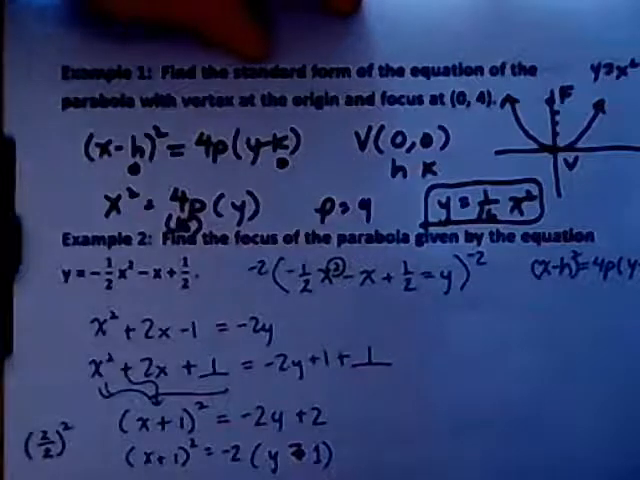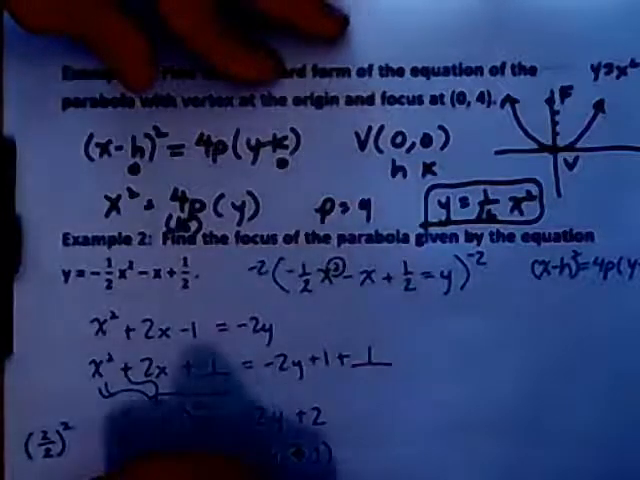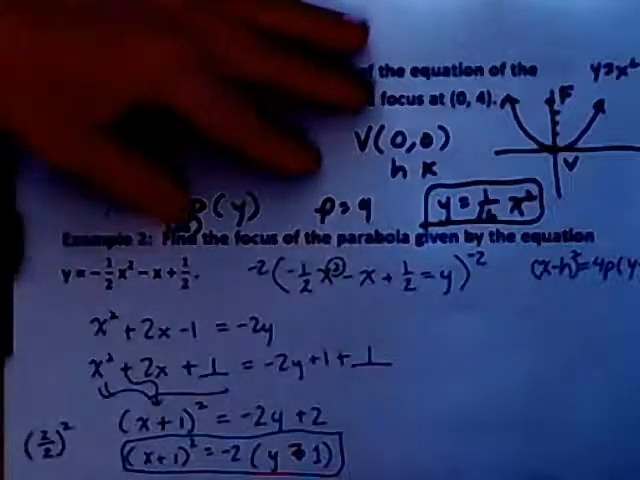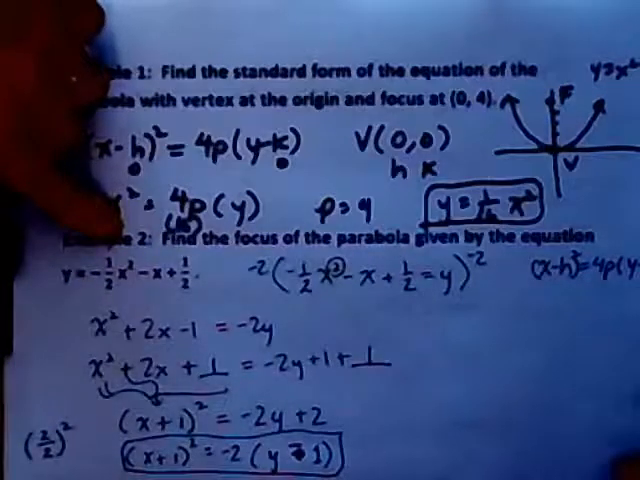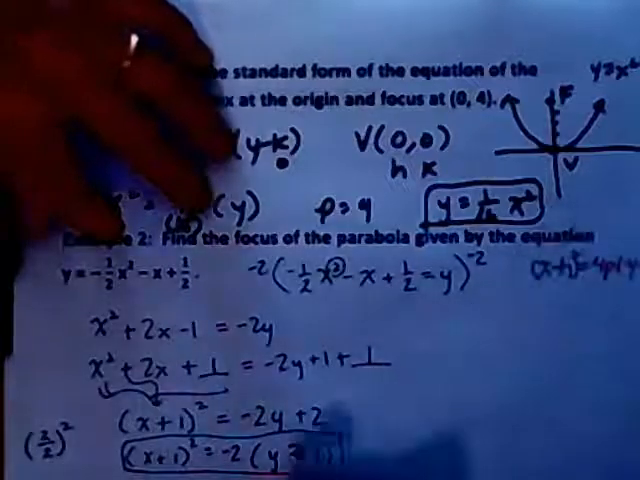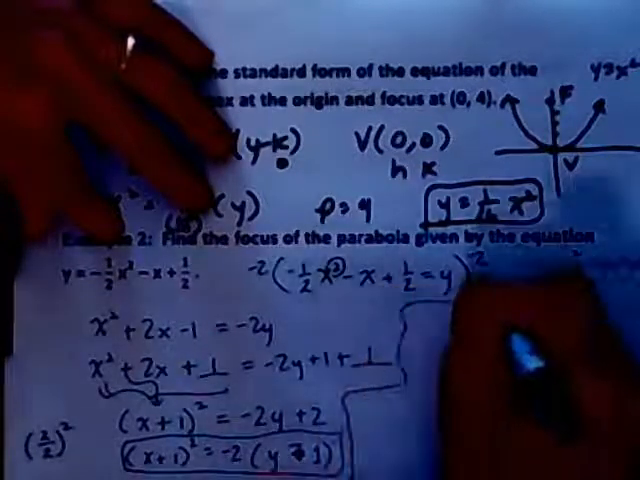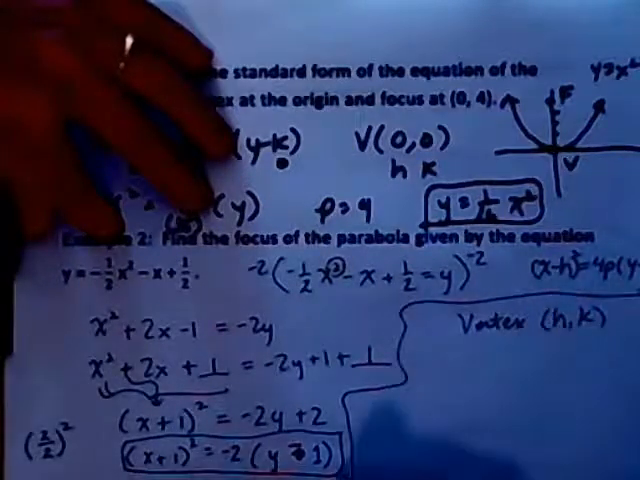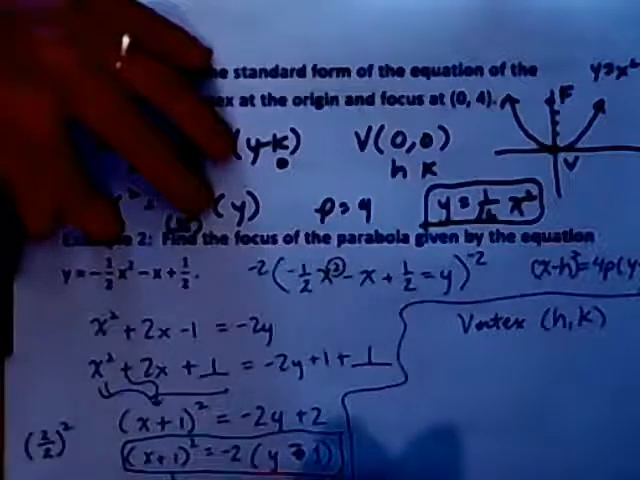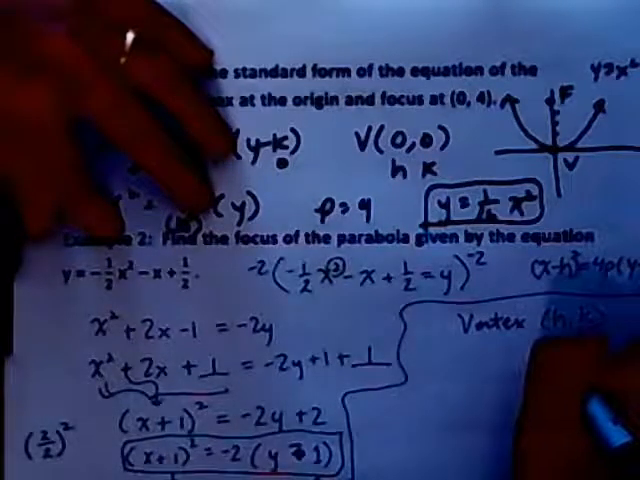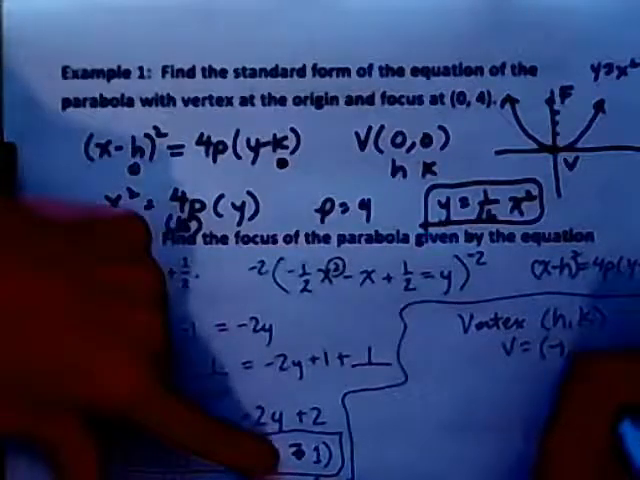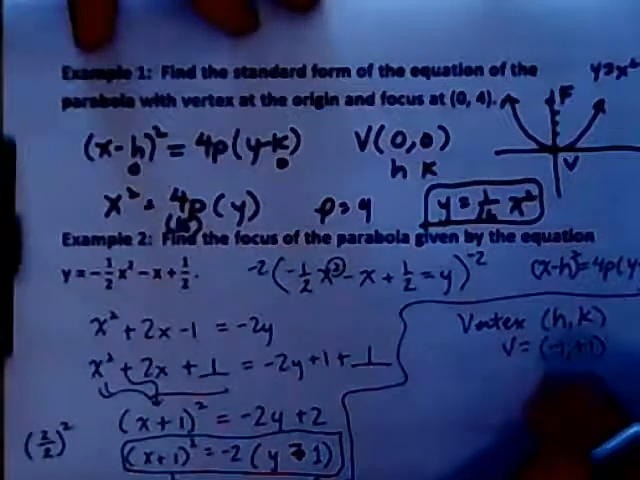So, find the standard form of the equation of the parabola. We got into the standard form with vertex at the origin. No, I'm sorry. Find the focus of the parabola given by the equation. That's part 1, example 2 now. So we have to find the vertex first. The vertex is h comma k, where h goes with the x and the k goes with the y. It's the opposite of that. The vertex is equal to negative 1 and then plus 1. So there we have the vertex.